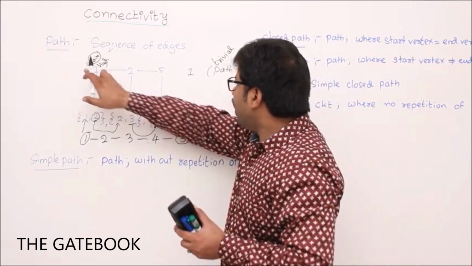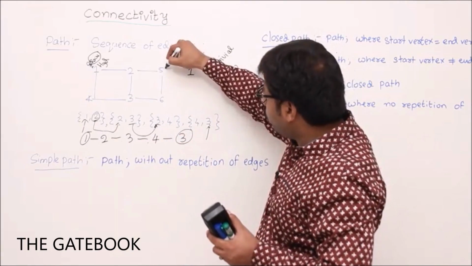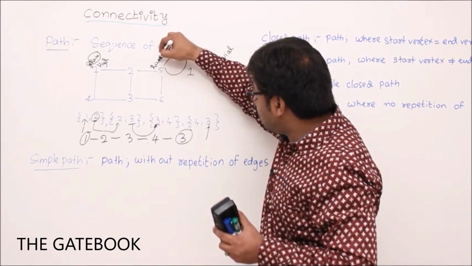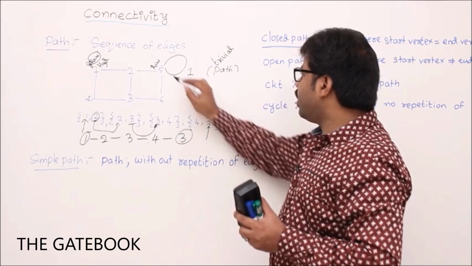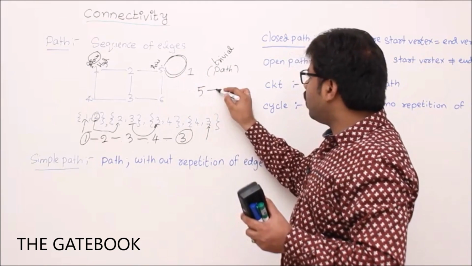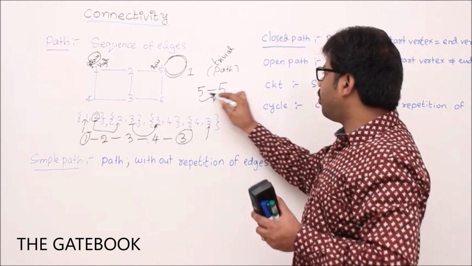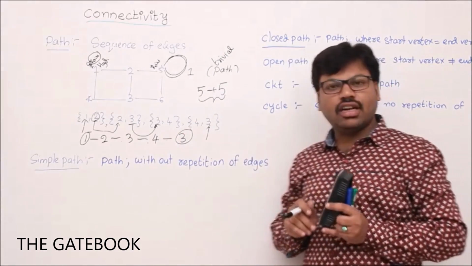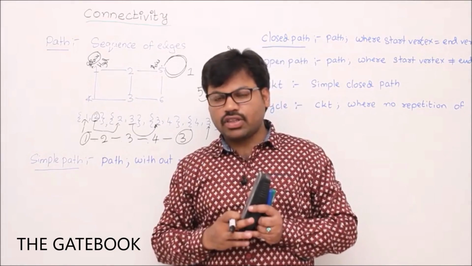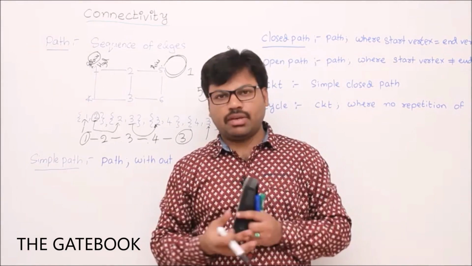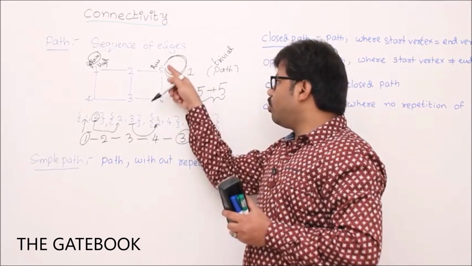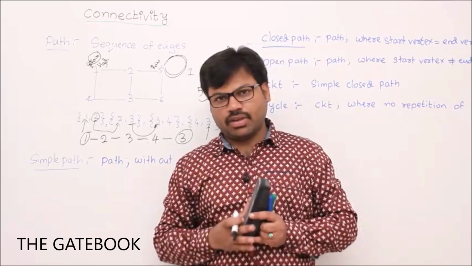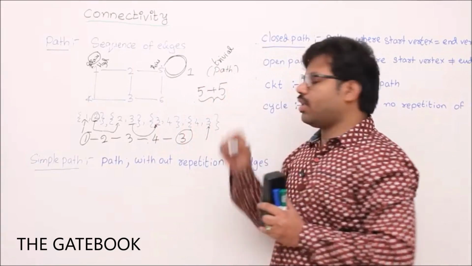But don't get confused with a loop. If you have a loop like this, that is different. Example, Raju starts at 5, and if he uses the loop, then he will use one edge. Pictorially we represent it like this. This is not a trivial path because this path contains one edge. If there is a path without any edges, that is called a trivial path. So if you take a self loop in the path, that is not a trivial path. It is a non-trivial path.